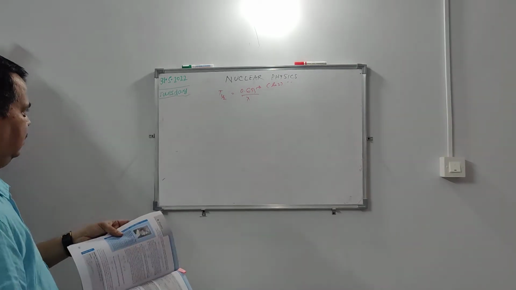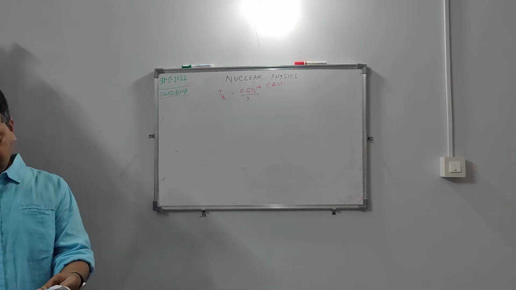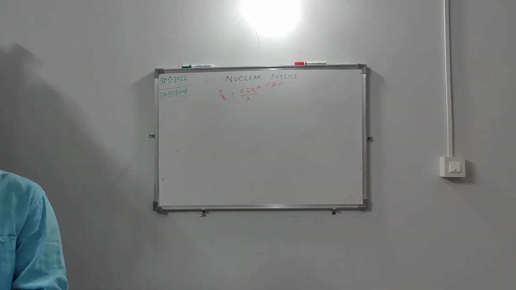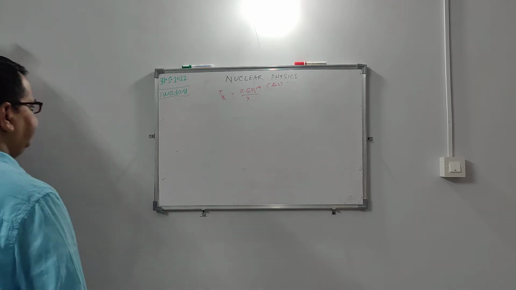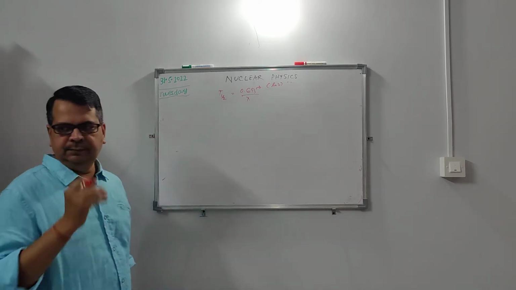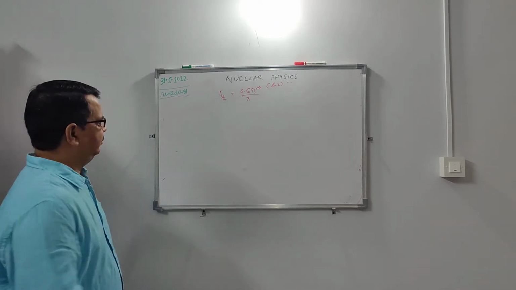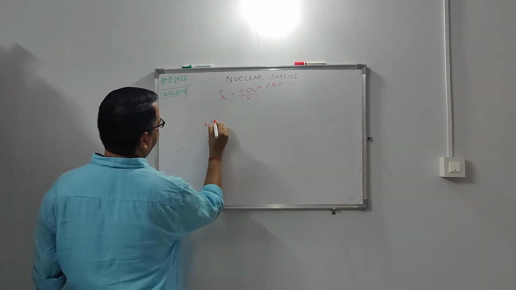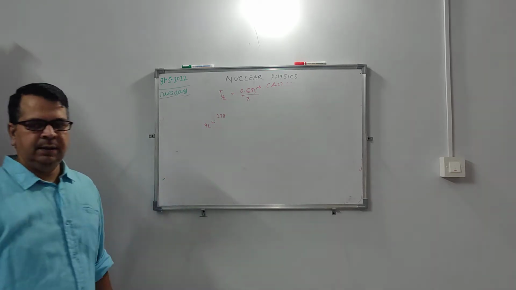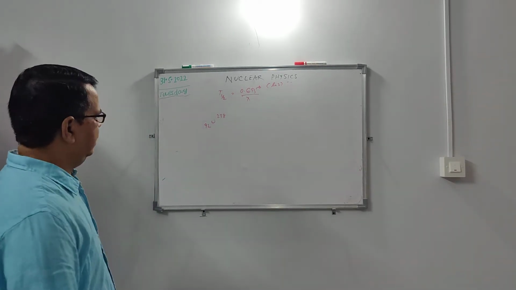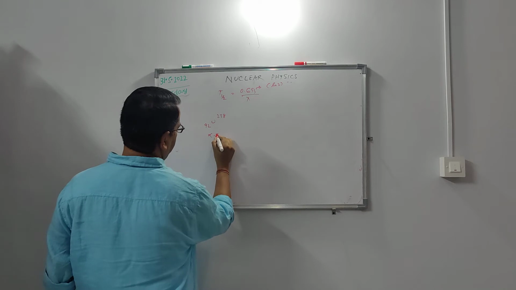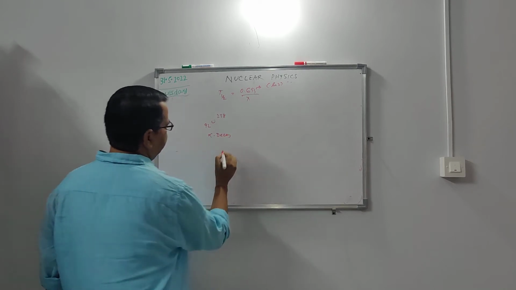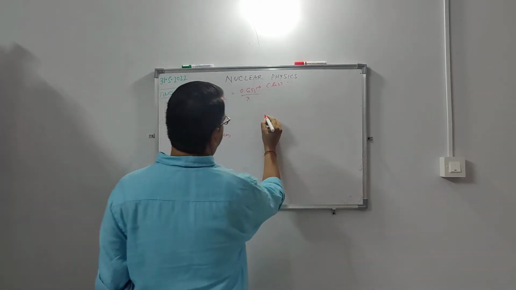So let us try to solve one numerical. Can you read it out? Okay, let me read it. The half-life of uranium 92 U 238 undergoing alpha decay is 4.5 into 10 power 9 years.